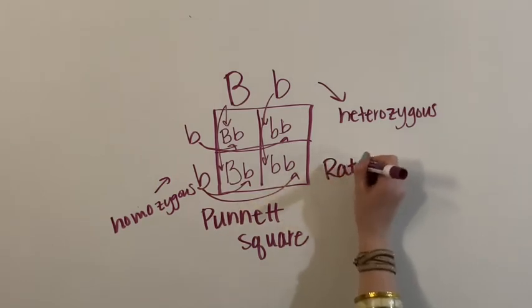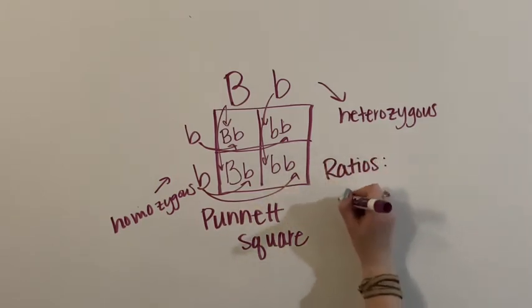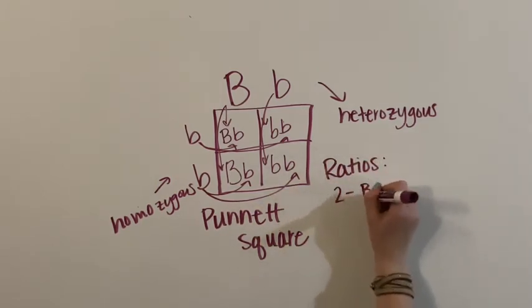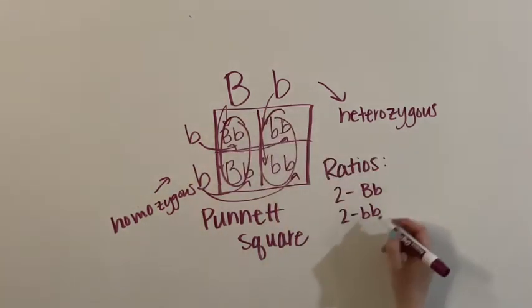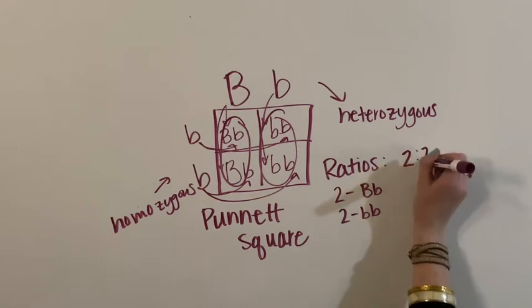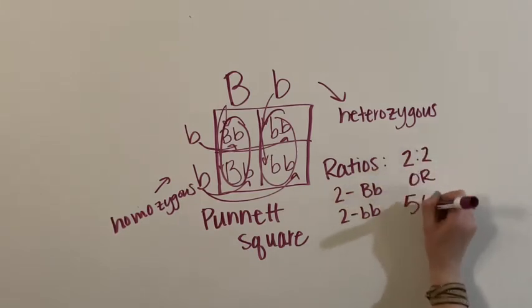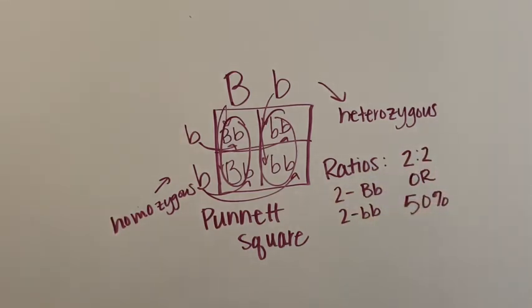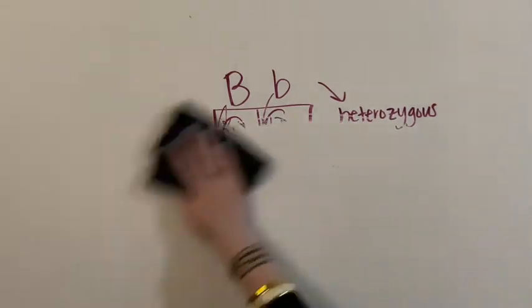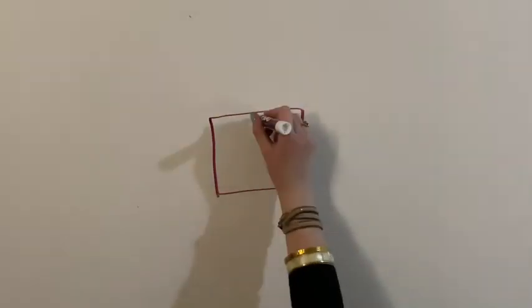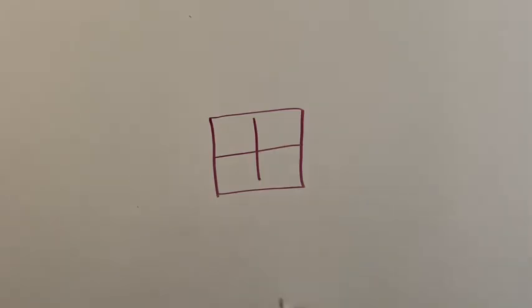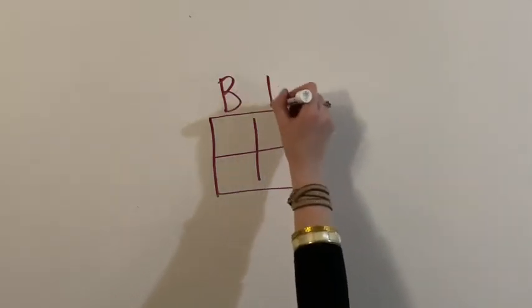So once we have all of those in those squares, we carry them down and carry them over. We're going to look at the ratios. We have 2 big B little b and 2 little b. So our ratio is 2 to 2. There's a 50% chance that the baby will have blue eyes and a 50% chance that the baby will have brown eyes. So in a litter of 4 puppies, 2 would potentially have brown and 2 would have blue.